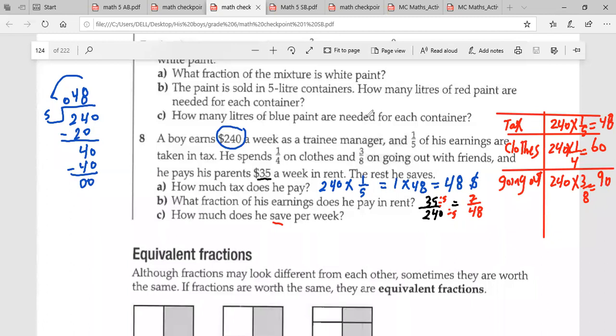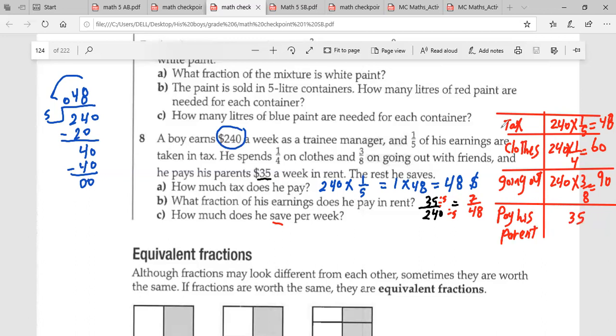And the next item is parents, he pays his parents. He pays about 35 because he didn't give the fraction.